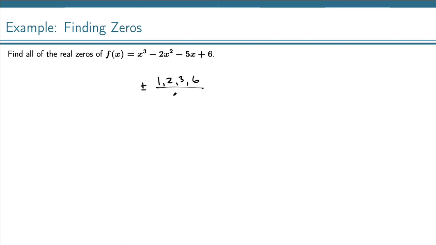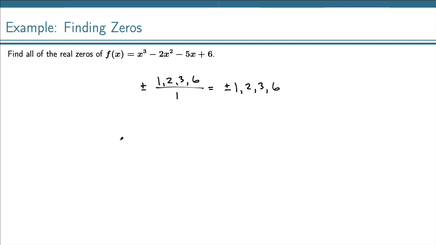Divide by the integer factors of the leading coefficient, which is 1, while the only integer factors of 1 are plus or minus 1. So each of these numbers divided by 1 is just those numbers. So we have plus or minus 1, 2, 3, or 6. And these are the things that we need to try.